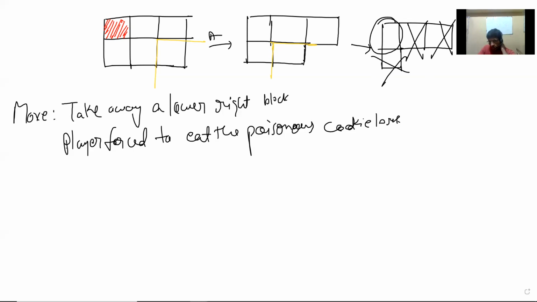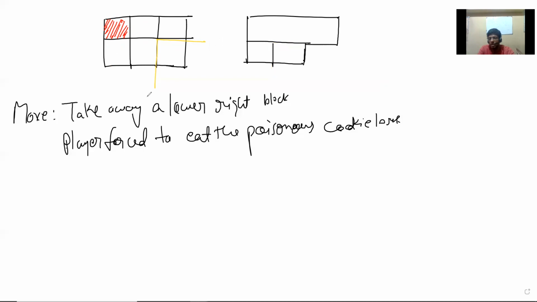Is it clear? Let me just say that again. Initially, if A eats this, then B eats this, then A, then B, then A, and then B has to eat the poison. If it goes like this, but this doesn't mean that A will win the game, because B can play in so many other ways. Why would he play like this? A has to win no matter what B does. That's the point. So we have seen one case in which A will win, but maybe B can play smarter. So you have to think.